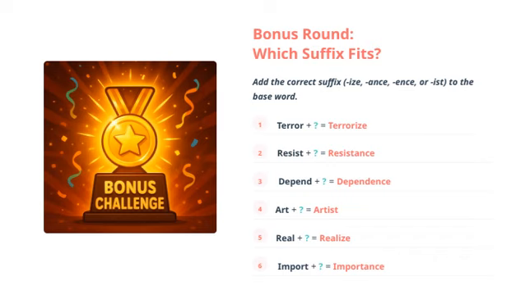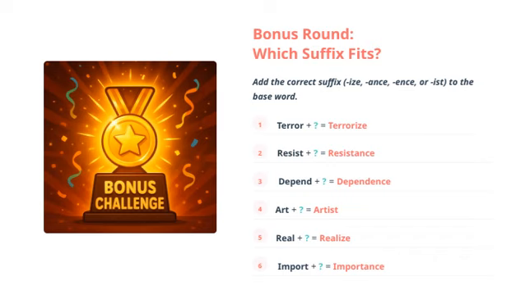Moving on, resist plus is resistance. Again, ance forms a noun indicating the act or state of resisting. Next, terror plus results in terrorize. The suffix ize makes it a verb meaning to cause someone to feel terror or fear. Finally, there's the bonus question: which suffix fits for each of these words?